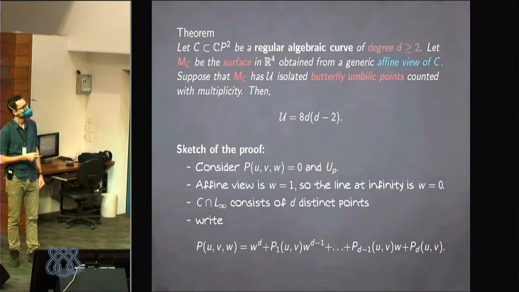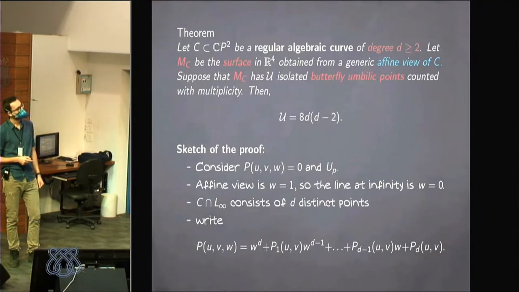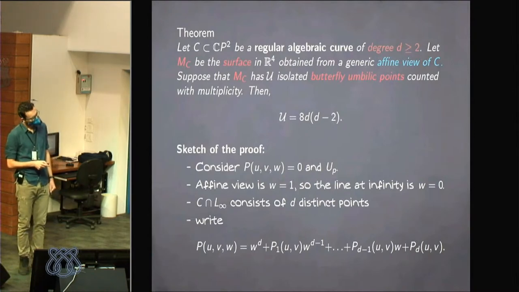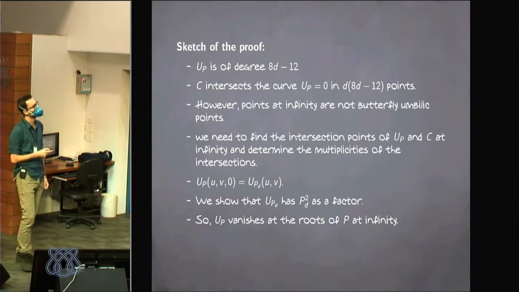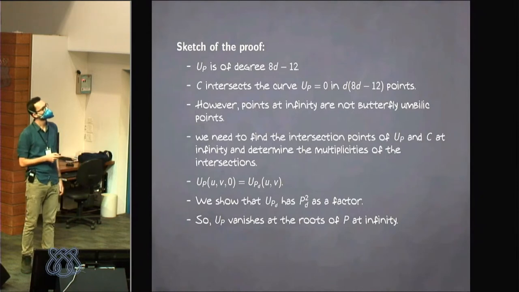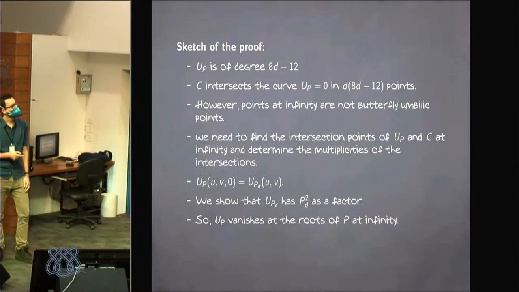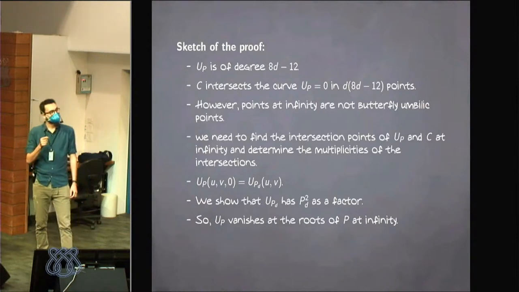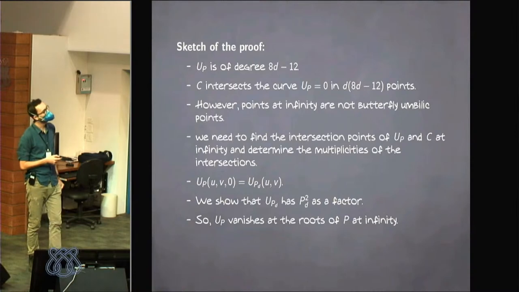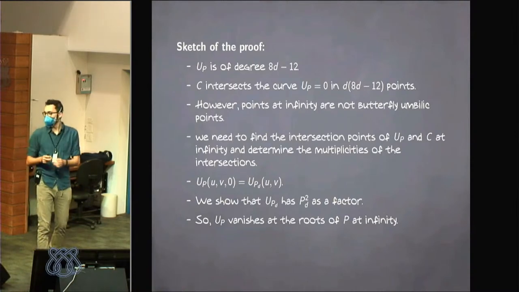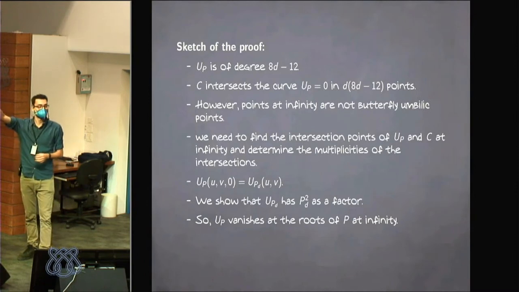So it's possible to write our curve in this way. Okay, all the components here have degree d, but here we don't have, for example, the variable W. After that, remember UP is of degree 8d minus 12. So remember, using Bezout's theorem, C intersects the curve UP in d times (8d minus 12) points. But remember that butterfly umbilical points don't happen at infinity because of the lemma. So I need to remove that intersection, the points at infinity.